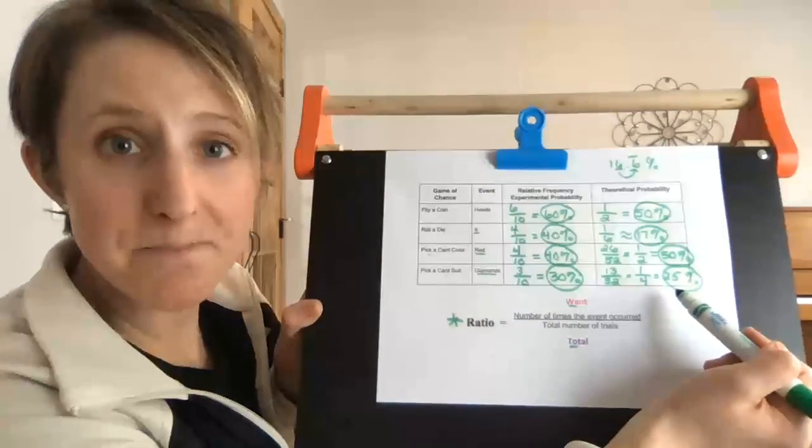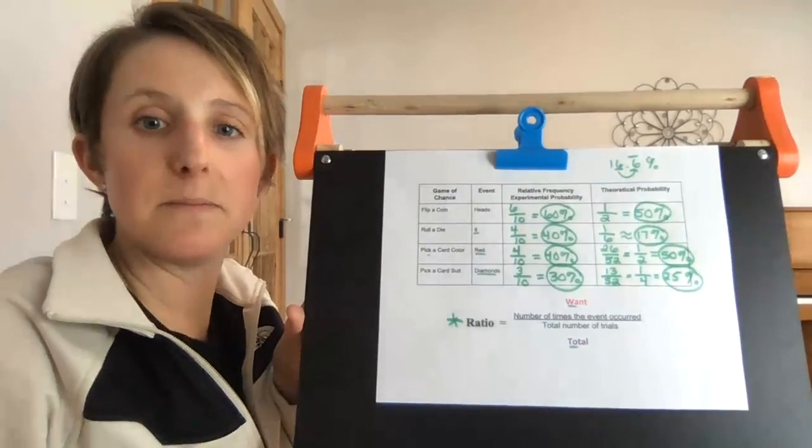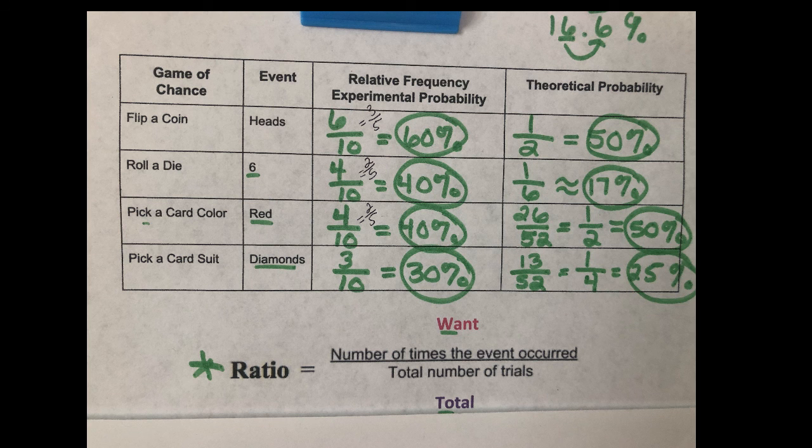Are they the same? Why or why not? Think about that for a moment. So are those probabilities the same? I asked you to think about it for a moment.